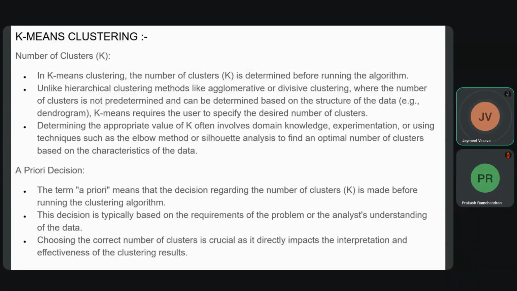A priori means the decision regarding the number of clusters is made before running the clustering algorithm. This decision is typically based on the requirement of the problem or the analyst's understanding of the data. Choosing the number of clusters is of course crucial, as it directly impacts the interpretation and the effectiveness of the clustering results.